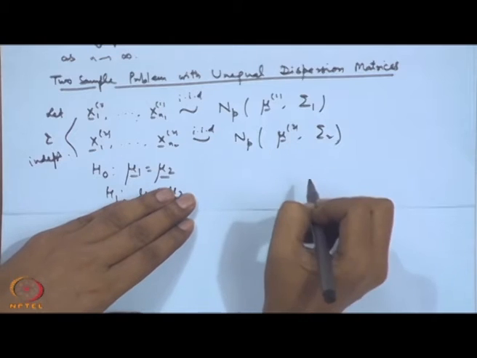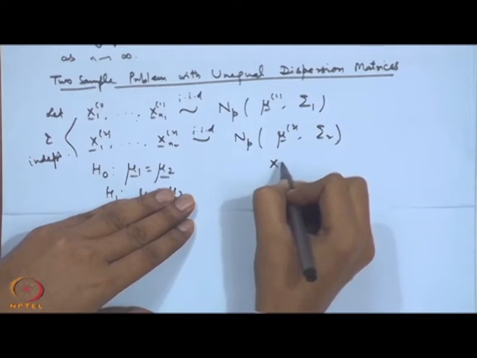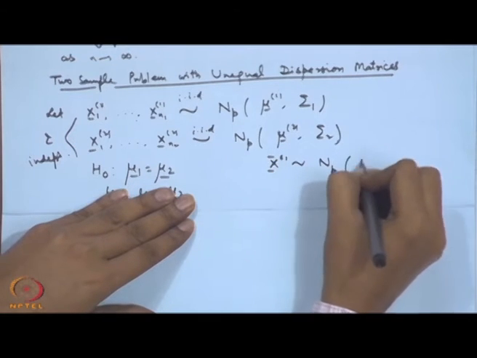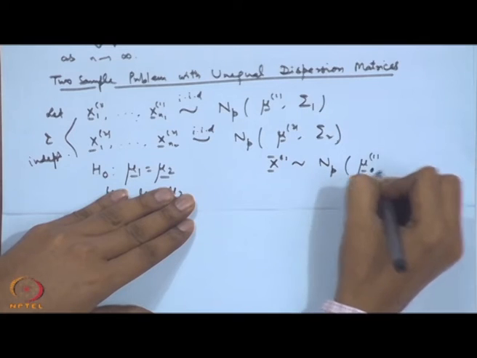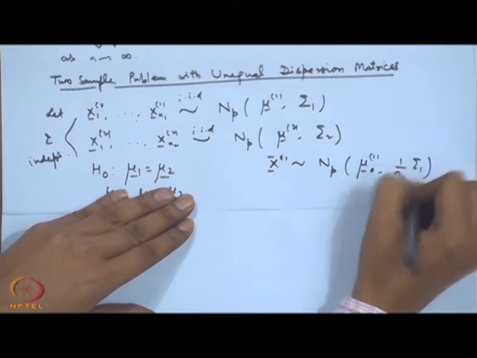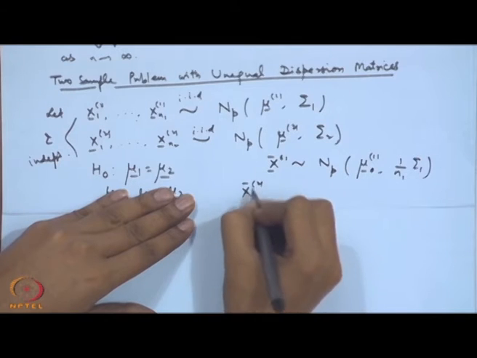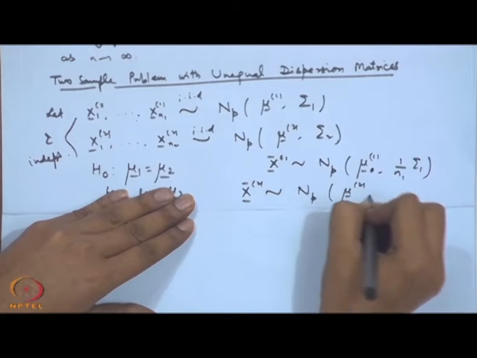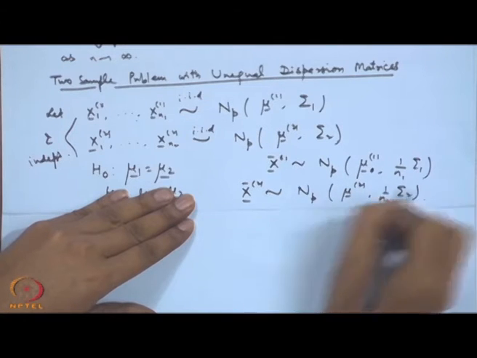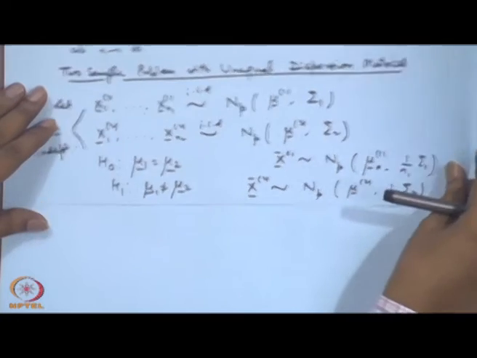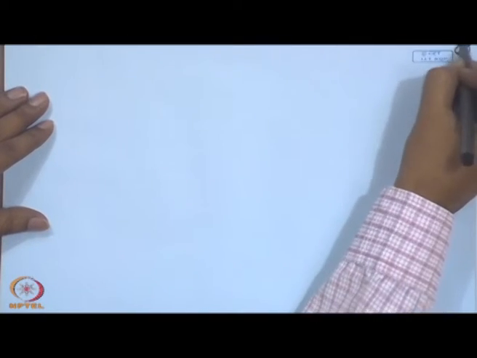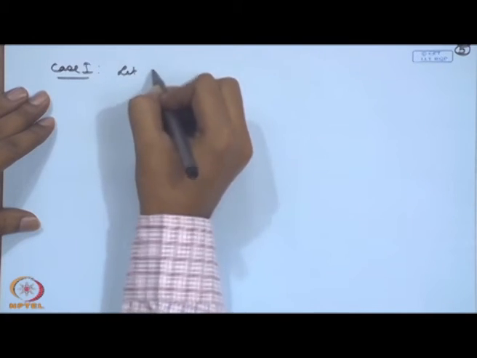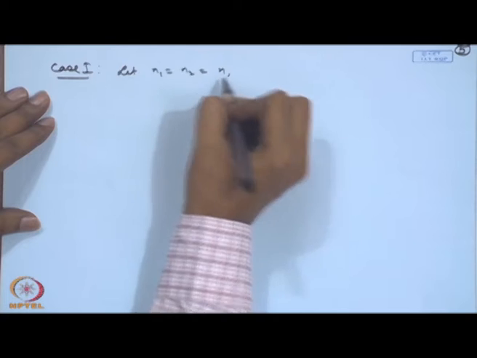Let me write the summary statistics here. For example, the first mean, X bar 1, will be N_p(mu_1, Sigma_1 by n_1), and the second mean, which I call X bar 2, will be N_p(mu_2, Sigma_2 by n_2). So, let n_1 is equal to n_2 is equal to n.